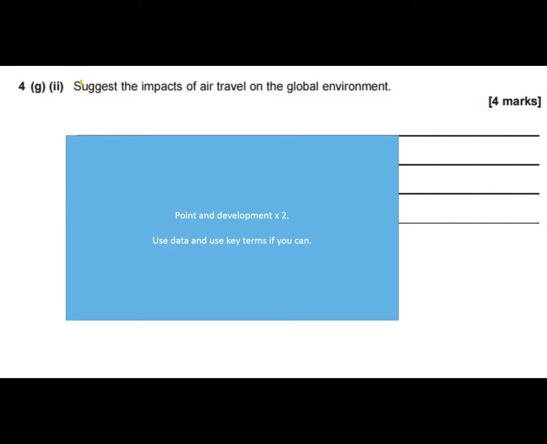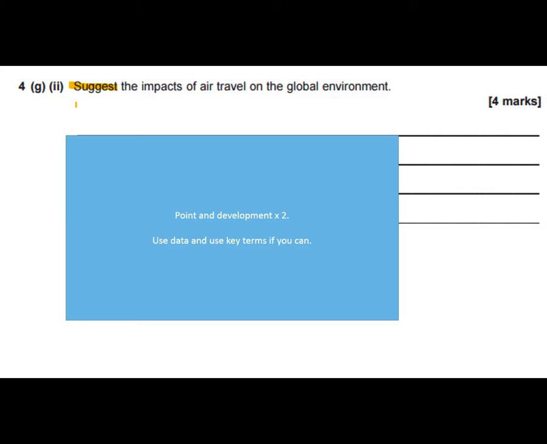So it says suggest the impact of air travel on the global environment. So suggest, we've done suggest before. That means we need to identify something that happens and give a reason why. We need to do it twice. You should have done an entire lesson on the impact of tourism on the environment. You can talk about things like climate change and global warming. Try and be specific. Try and use key terms.